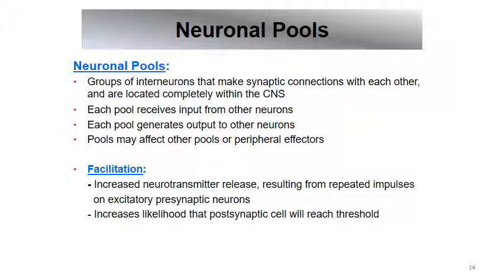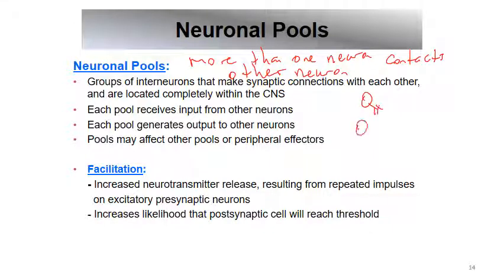Okay, neuronal pools. This just means that more than one neuron contacts other neurons. In the action potential video, we also saw this. There are many neurons contacting each other. So here's one, here's another one, here's another one, and those three neurons are contacting this neuron. But of course, it's many more. This leads to facilitation. If you have more neurons, then you have more neurotransmitter release, with repeated stimulation of the neurons.